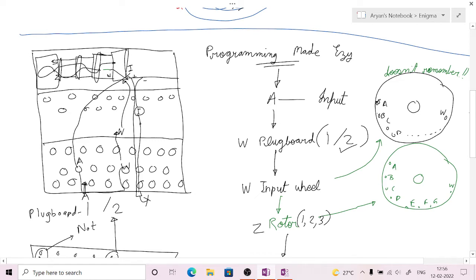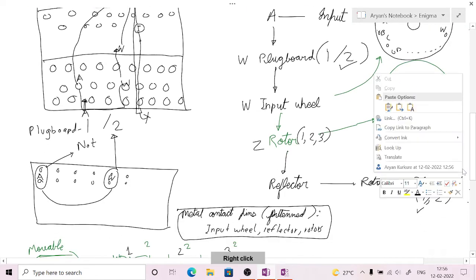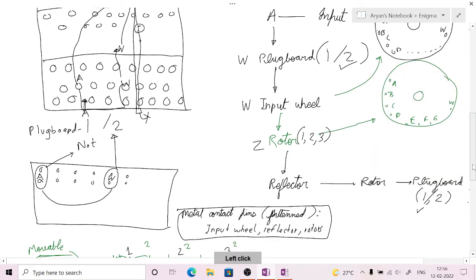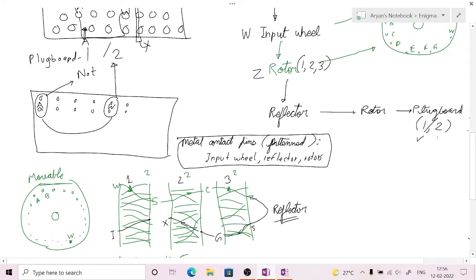So this is the whole big process of how Enigma works. I'm actually very bored of this. So let's also see the code part, but let's also make our notes as well. So from the plug board, we get I, and from that plug board, we go back to the light board.